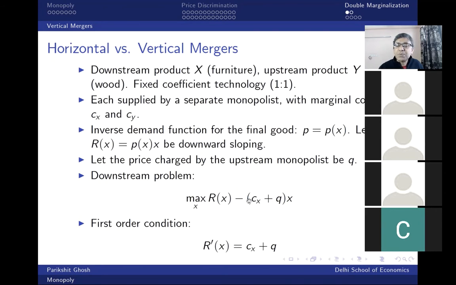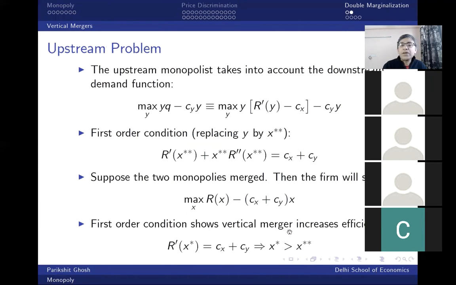They'll choose their X to maximize their profit. How much wood do they want to buy and how much furniture do they want to sell? It's 1-to-1, so they're interchangeable. So they want to maximize this. From their perspective, Q is a given. Q is a price that has been set by the logging company upstream. So first order condition is marginal revenue equals marginal cost. For them, marginal cost is CX plus Q, right? CX is all the other costs like labor. Q is the price of wood. Standard condition, right? So now we go a step back.